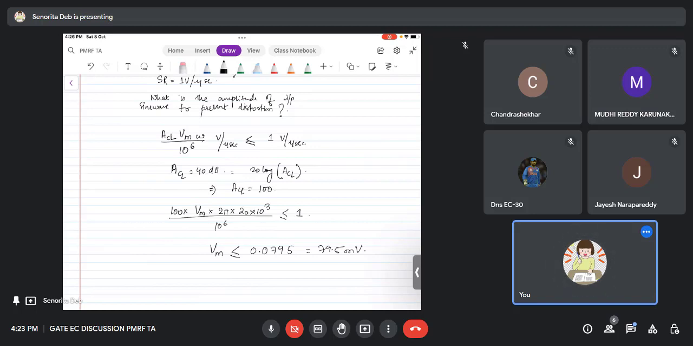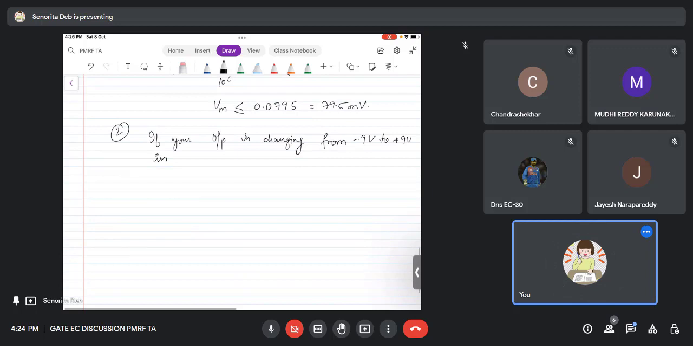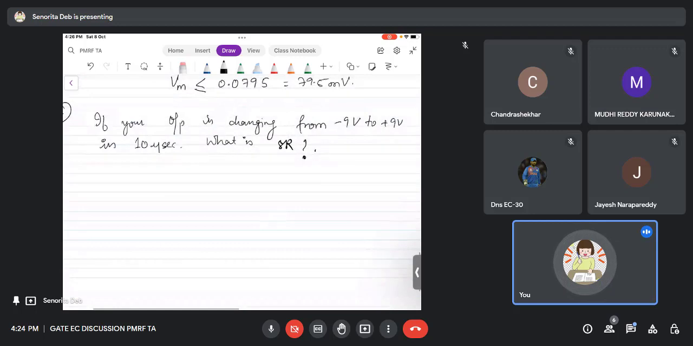Okay. So now the next question is, suppose your output is changing from minus 9 volts to plus 9 volts in, let's say, 10 microseconds, then what is your slew rate? If your output is changing from minus 9 volts to plus 9 volts in 10 microseconds, what is the slew rate? Can you tell me?